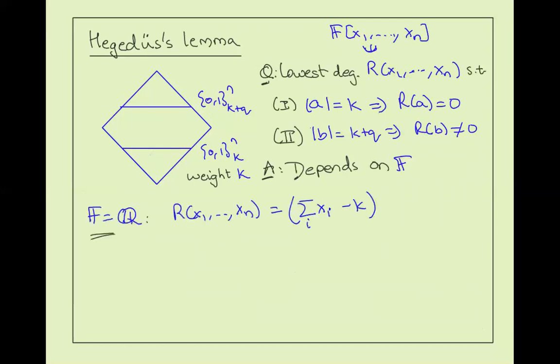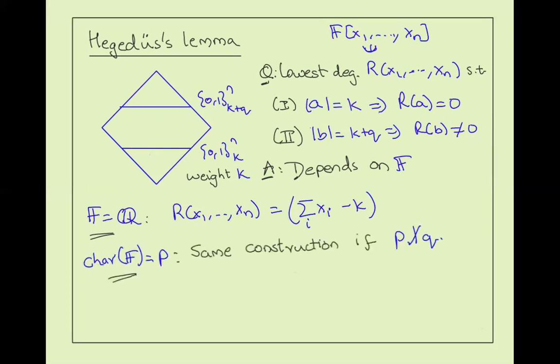If F is a field of characteristic 0, for example the rational numbers, it's very easy to come up with such a polynomial. For example, take this polynomial: just sum all the input variables and subtract off k. Clearly, this vanishes at all points of Hamming weight k, but does not vanish at any point of Hamming weight k plus q. More generally, this construction also works over fields of positive characteristic p, as long as p does not divide q. Again, the same polynomial vanishes at all points of Hamming weight k, but does not vanish at any point of Hamming weight k plus q.